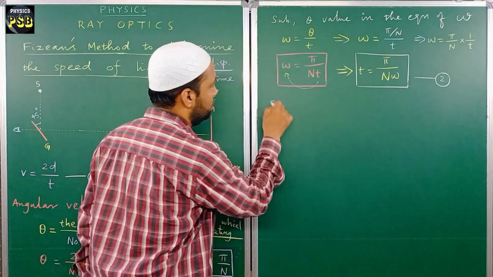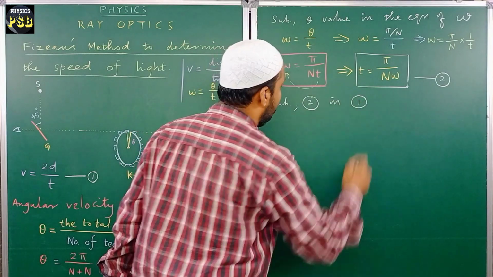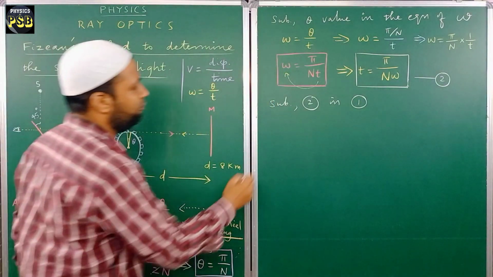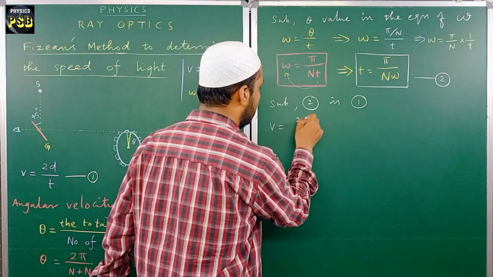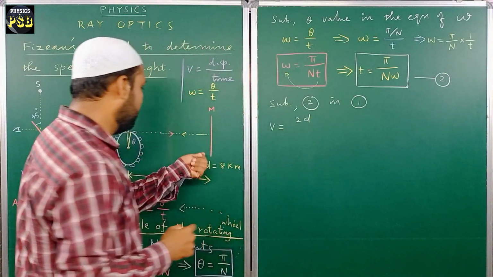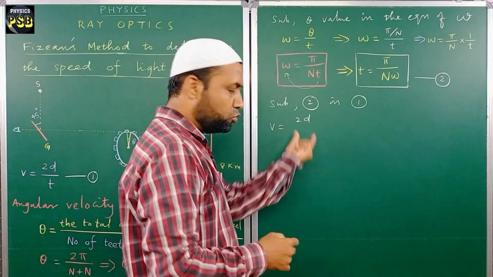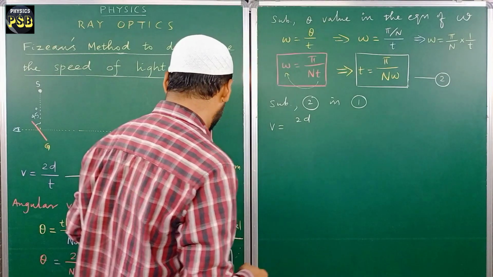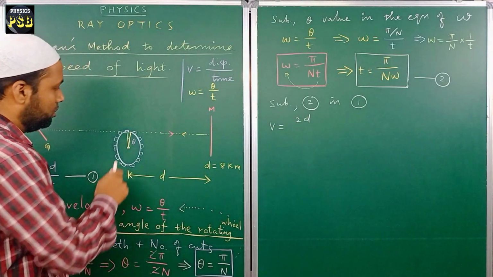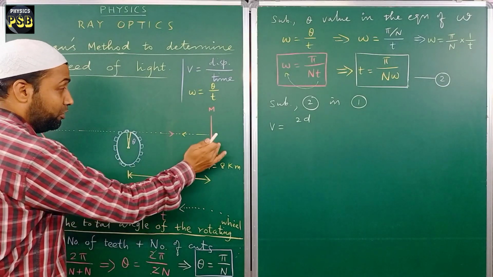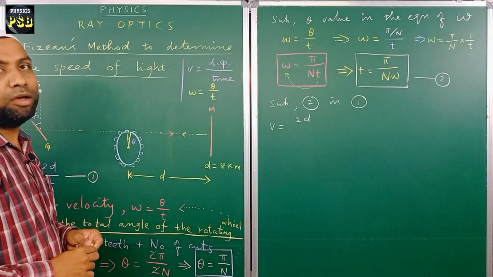Now I substitute equation number 2 in 1. See what we get if we do so. Here v is going to be equal to 2d. Here d is the distance between the mirror and the toothed wheel. So 2d is twice the distance between these two. It is the distance traveled by light between the mirror and the toothed wheel, to and fro.